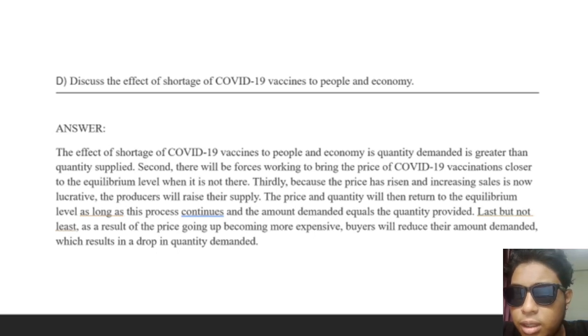Third, because the price has been increasing, the producer will raise their supply. So the price and quantity will then return to the equilibrium level as long as the process continues, and the amount demanded equals the quantity supplied. Lastly, as a result of the price going up and becoming more expensive, buyers will reduce the amount demanded, which results in a drop in the quantity demanded.